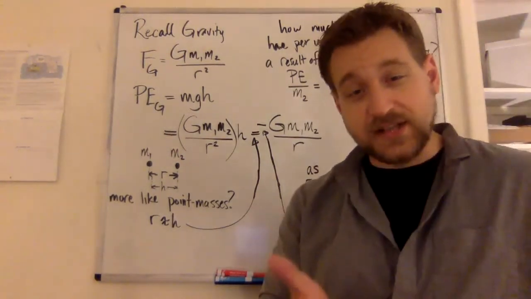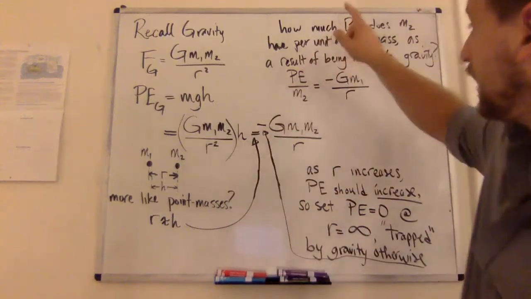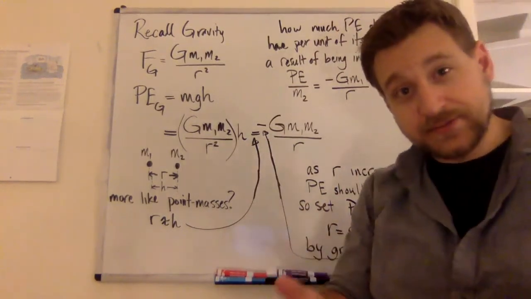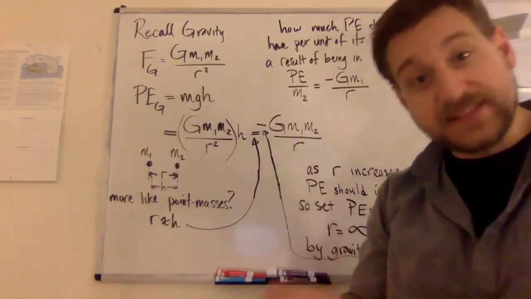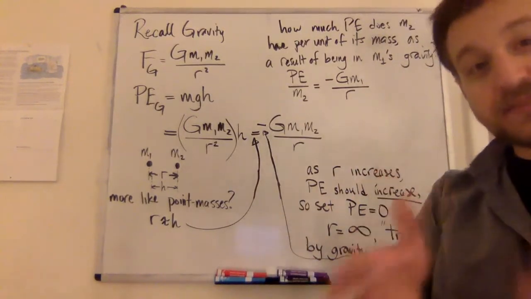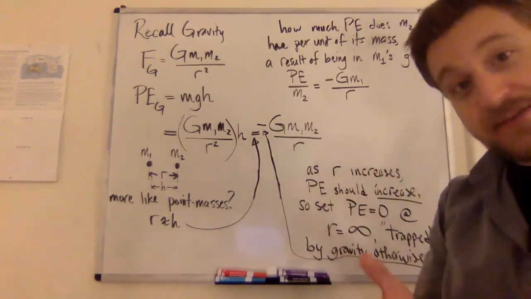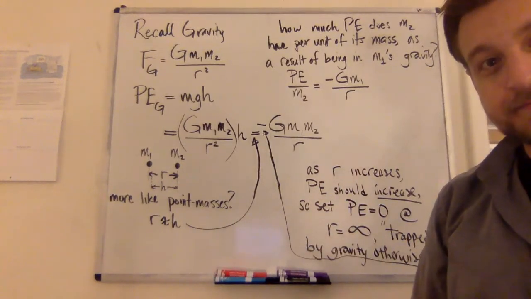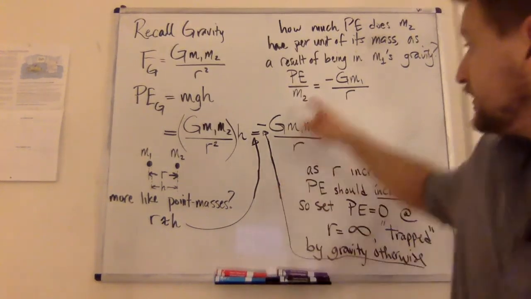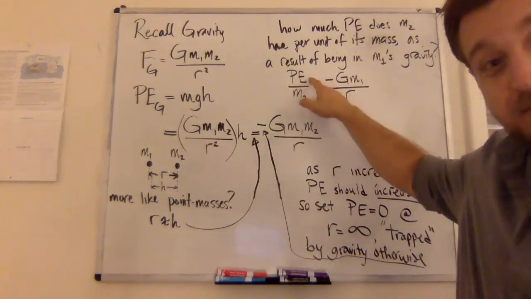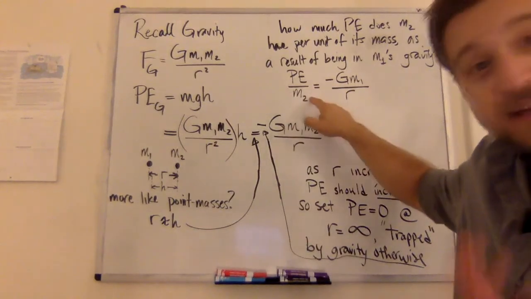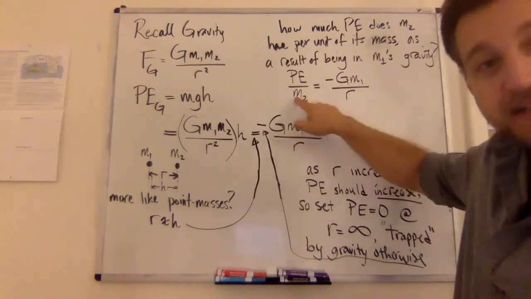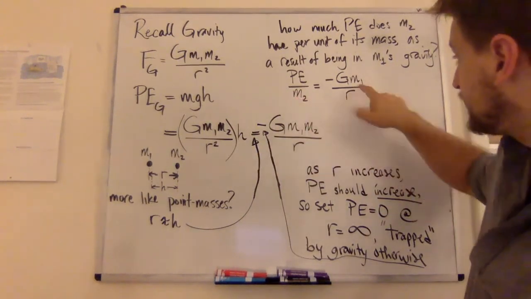We could ask ourselves, how much potential energy does M2 have per unit of its mass as a result of living in the gravity of M1? The potential energy that M2 has divided by its mass. So we take this formula, divide by M2, so that it cancels this one, and we end up with this.